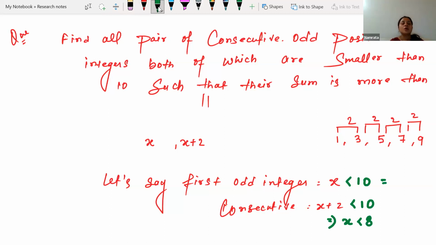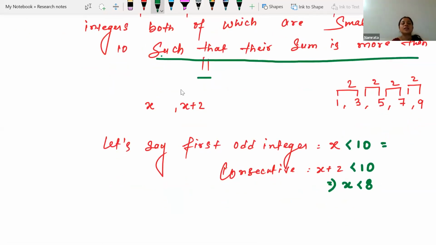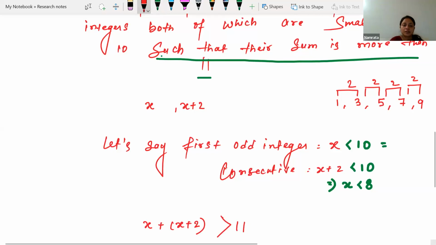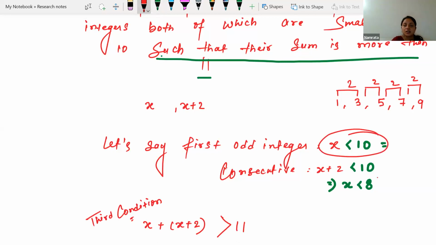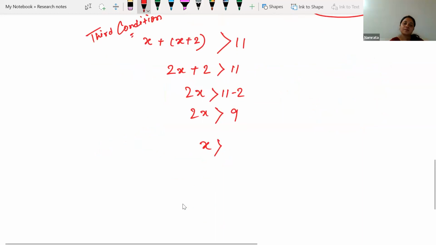Yes, ma'am. Now, the last condition says that their sum is more than 11. So the sum of x and x plus 2 is more than 11. This is the third condition. Let's see what we are going to get for the range of x from here. One range of x is this, another is this, and let's see what we get from here. Okay, so twice x plus 2 is greater than 11. Twice x is greater than 11 minus 2. Twice x is greater than 9. And x is greater than 9 by 2, means what, Lina?